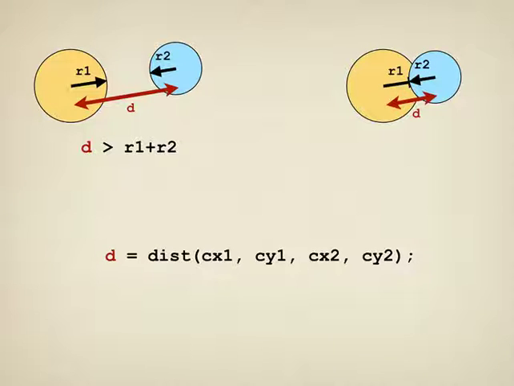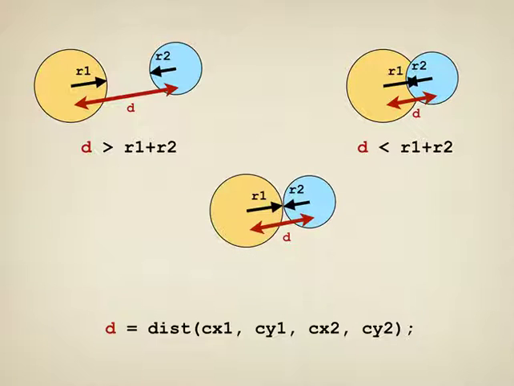Here's a case where d is smaller than r1 plus r2. That's our cue that tells us the circles indeed overlap. And then there's the case right on the boundary where d is exactly equal to r1 plus r2. And that means the 2 circles are just touching. Mathematicians sometimes say that the circles kiss. So when d is exactly equal to r1 plus r2, the circles are kissing.